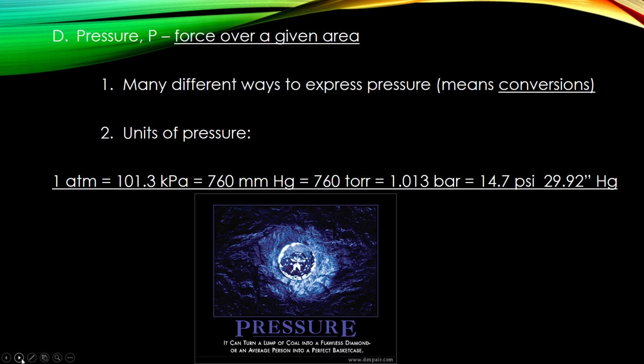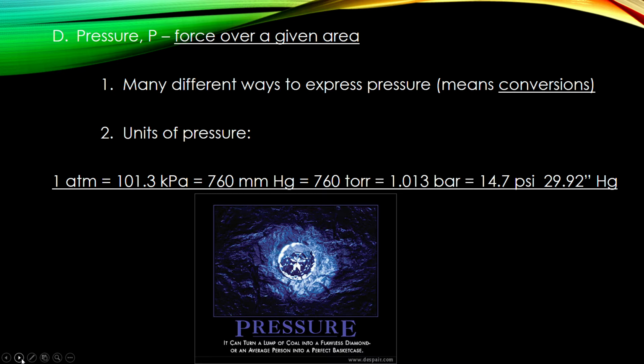All right, so 1 atmosphere is 101.3 kilopascals. The pascal is actually the SI unit of pressure. But that is also equal to 760 millimeters of mercury. We tend to use that for things like blood pressure. That's what we measure it in, which is also the same as torr. Those units are the same, just different names.